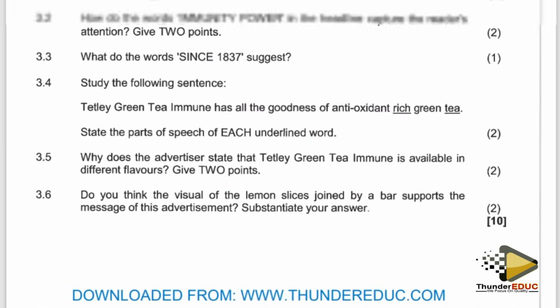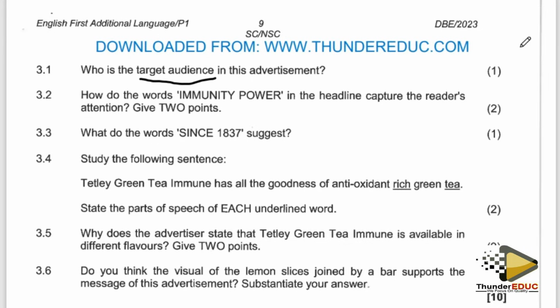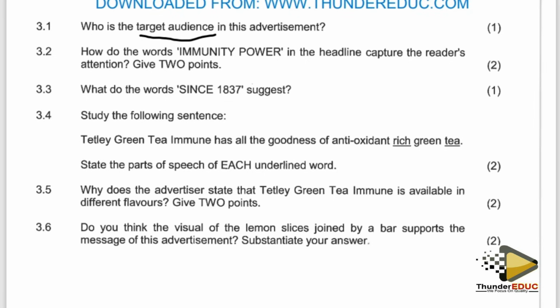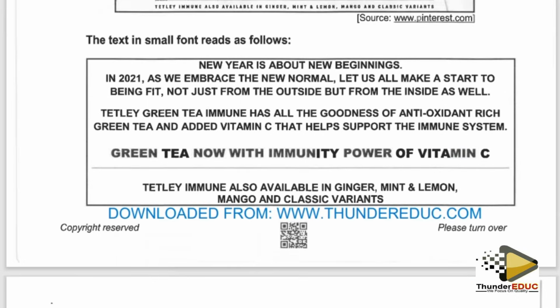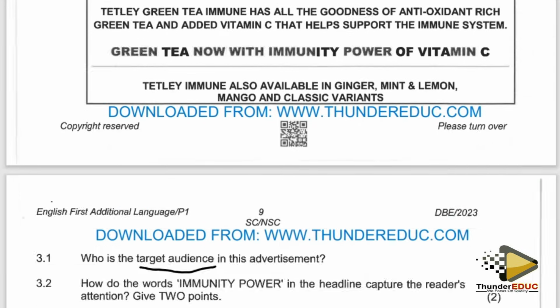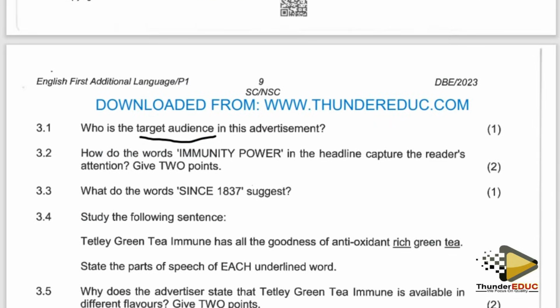When you're talking about the target audience, we're talking about who will benefit by buying this product. People who gym, people who want to take care of their immune system. There are also people who can buy the product. Immune system, when we're sick, people who have infections can also buy it to boost their immune system again. So there were a lot of answers that could have been relevant.